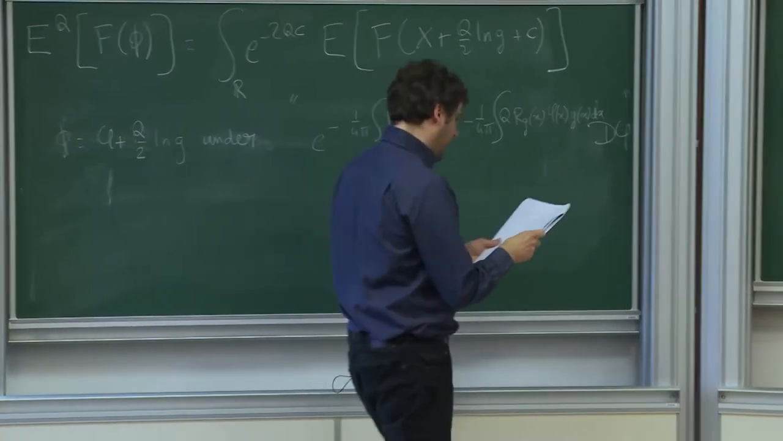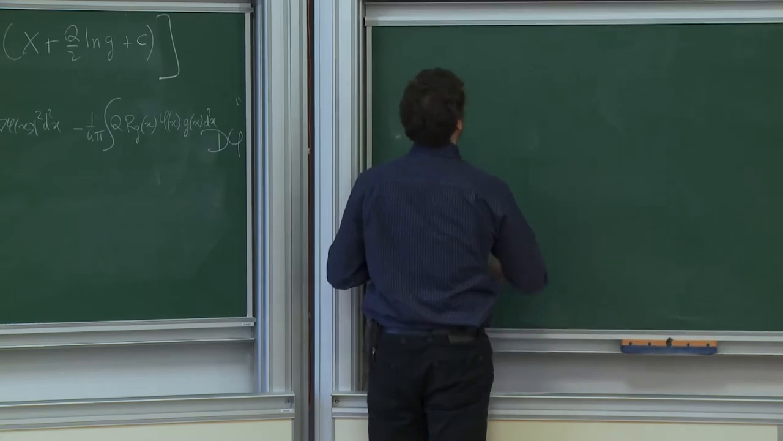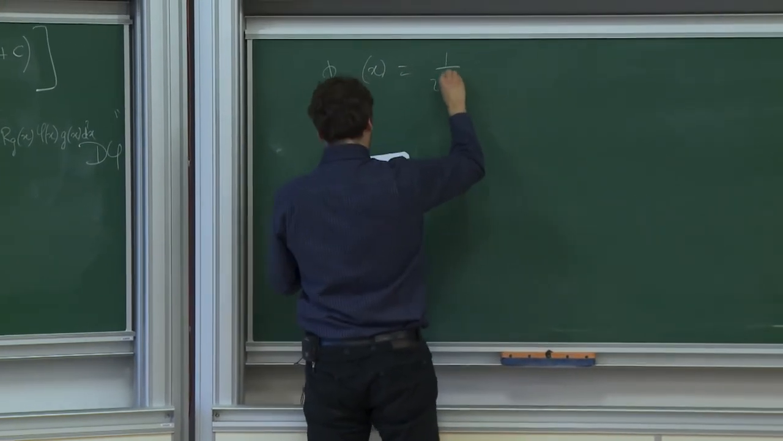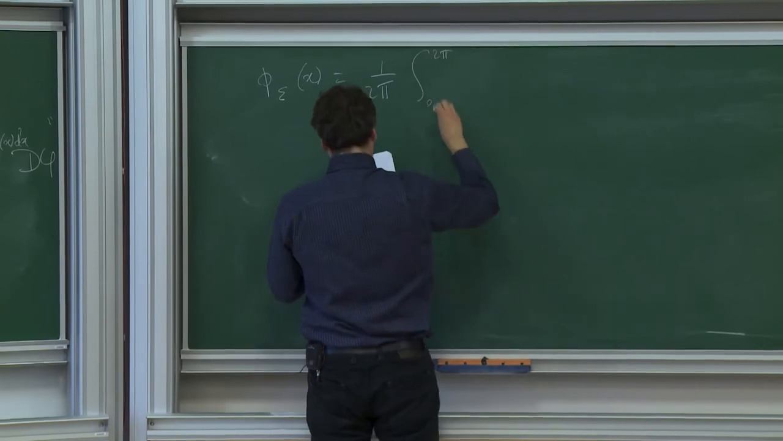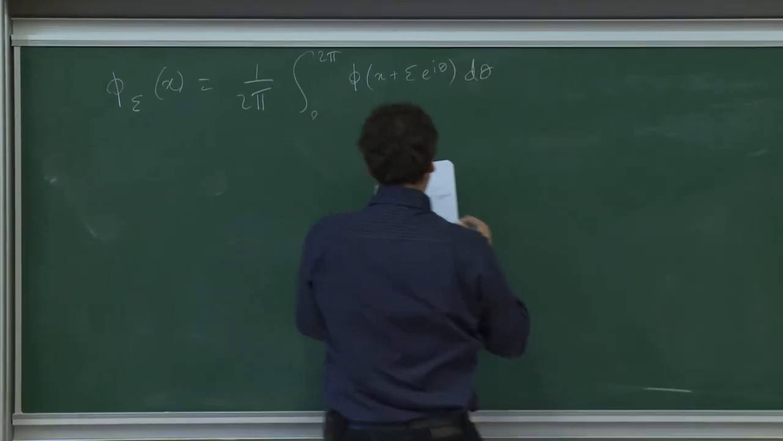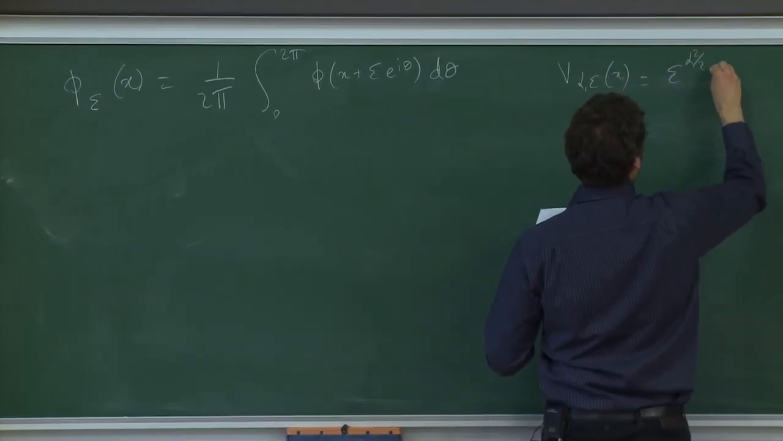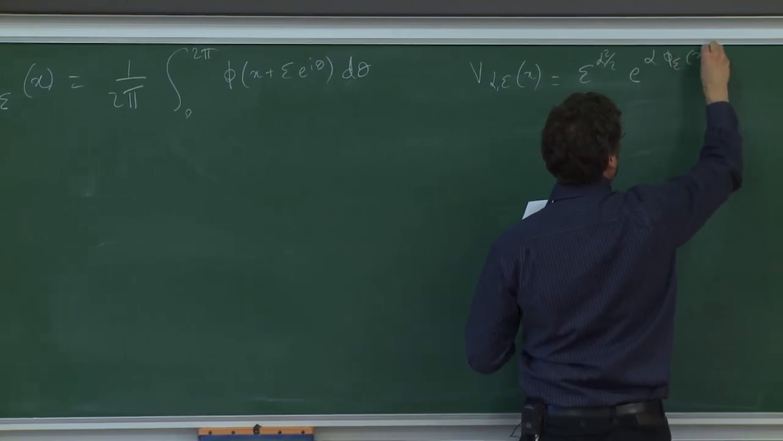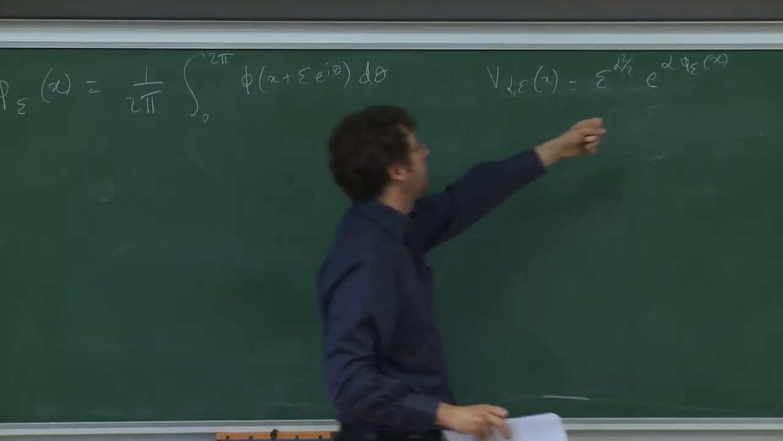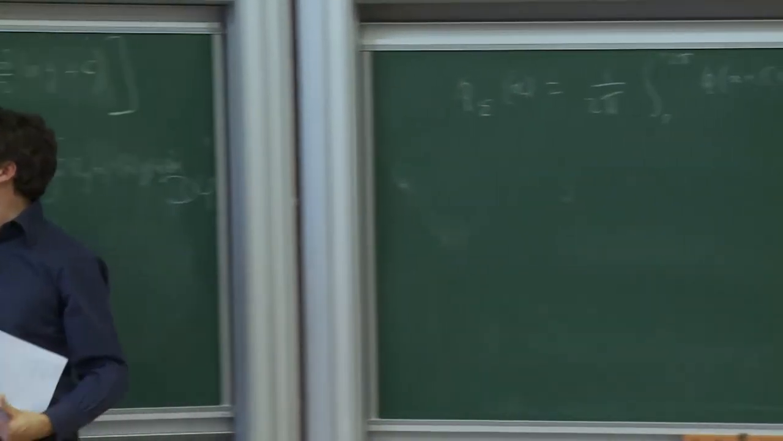So what are the correlations? I'm going to have to use a renormalization, so I'm going to introduce phi epsilon. For instance, you can take the circle average of the field. And I'm going to introduce the so-called vertex operator, for all alpha: epsilon alpha squared over 2 exponential of alpha phi epsilon of x. So this is a well-defined field. If I take phi and its circle average, I take the exponential with this cutoff scale, then I can inject it into this definition.